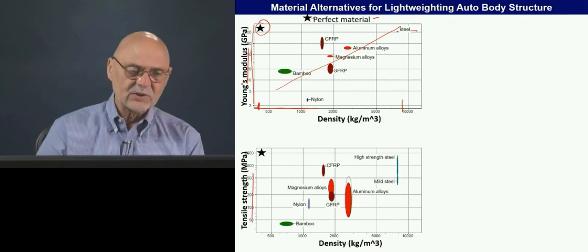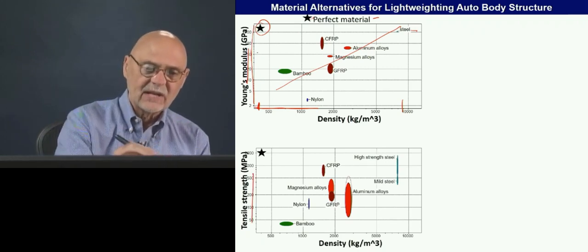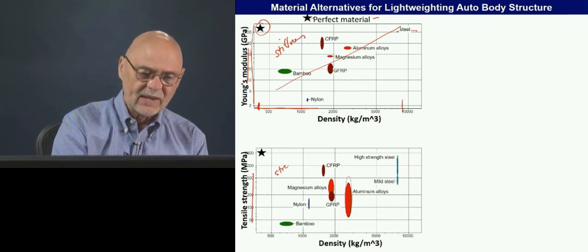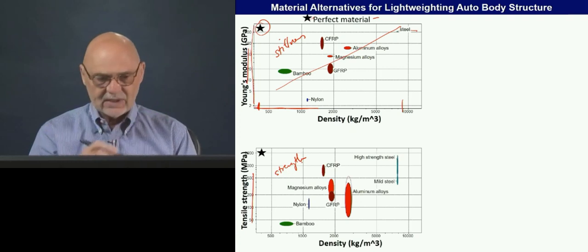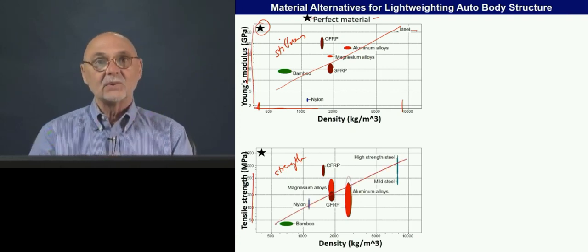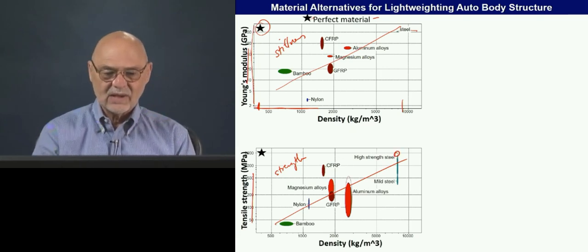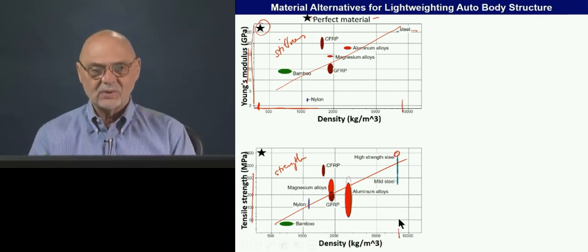Here we're looking at tensile strength. So the previous chart was looking at the stiffness aspects of the structure, and this is looking at the strength aspects of the structure. And we get the same general trend: the materials that have the highest tensile strength are also the most dense.